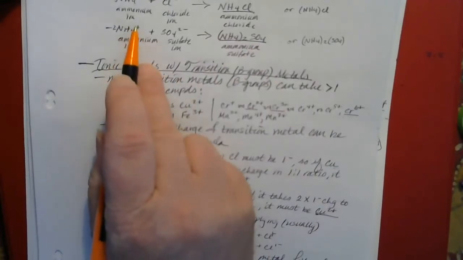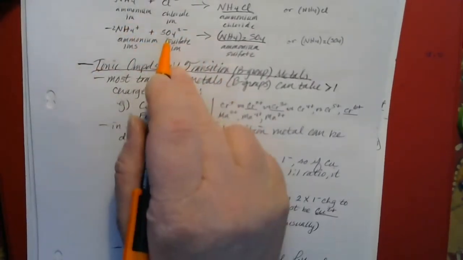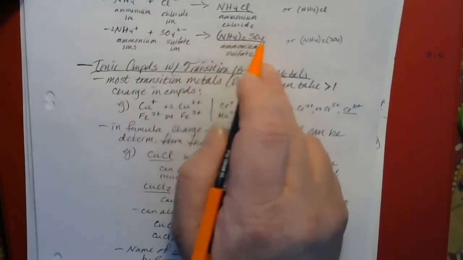The ammonium ion has a charge of +1, and the sulfate ion has a charge of -2. So obviously it's going to take 2 ammonium ions to cancel out the charge on 1 sulfate ion, hence (NH4)2SO4.